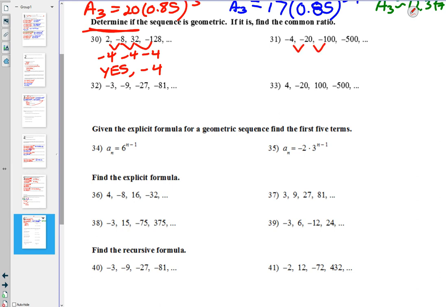Okay, let's look at these again. We're not sure. They're asking us, they're not telling us. Negative 20 divided by 4 is 5. Negative 100 divided by negative 20 is 5. Negative 500 divided by negative 100 is 5. So is that geometric?